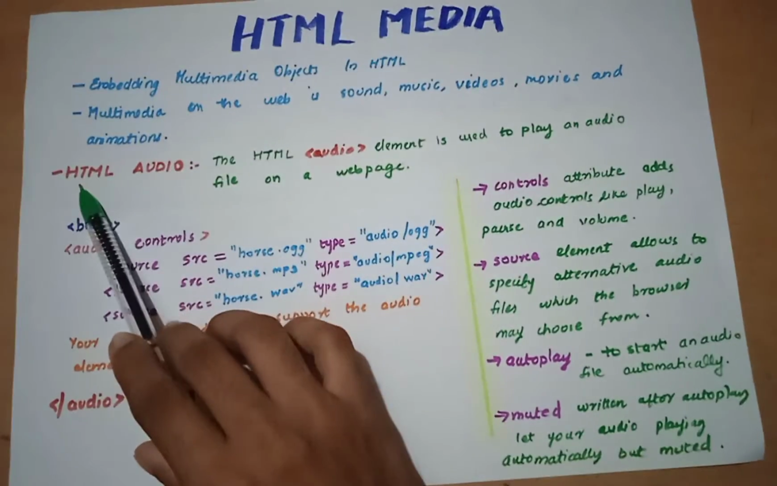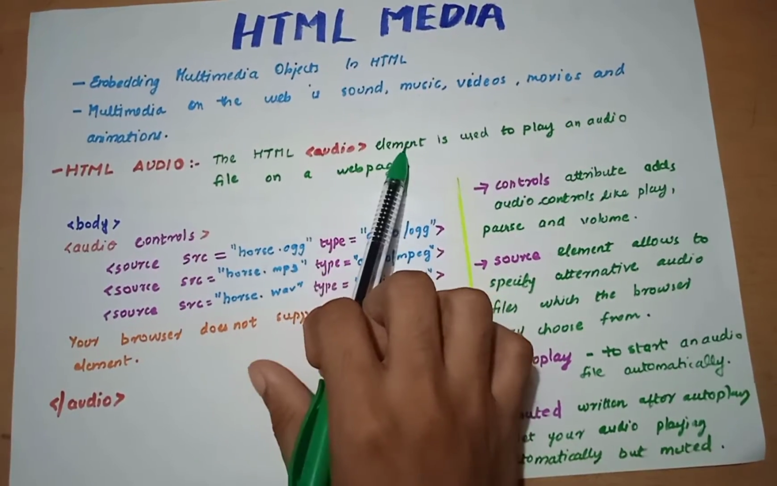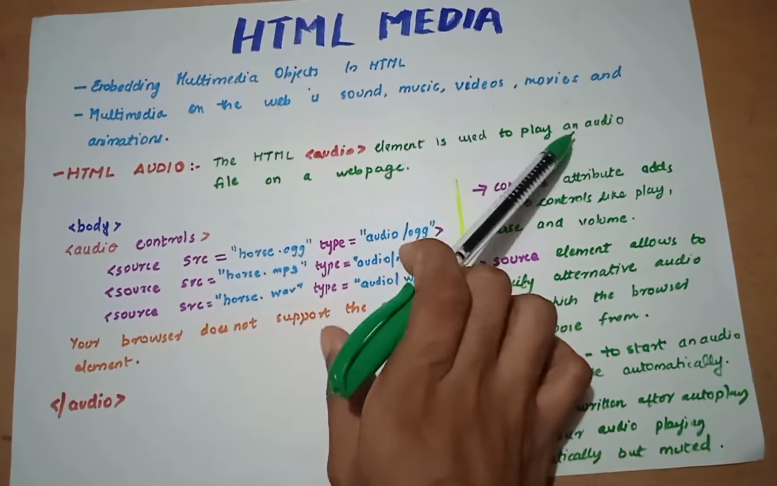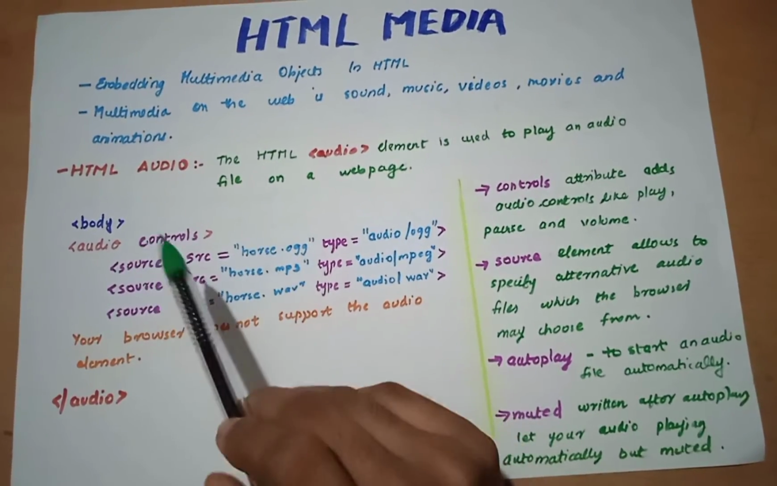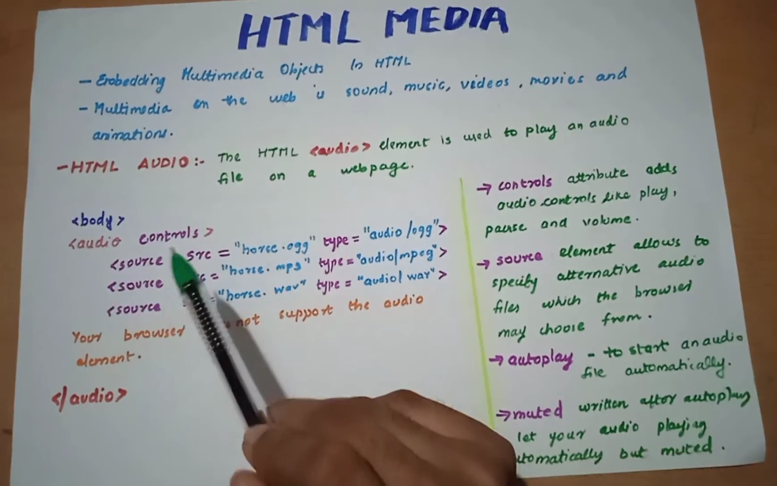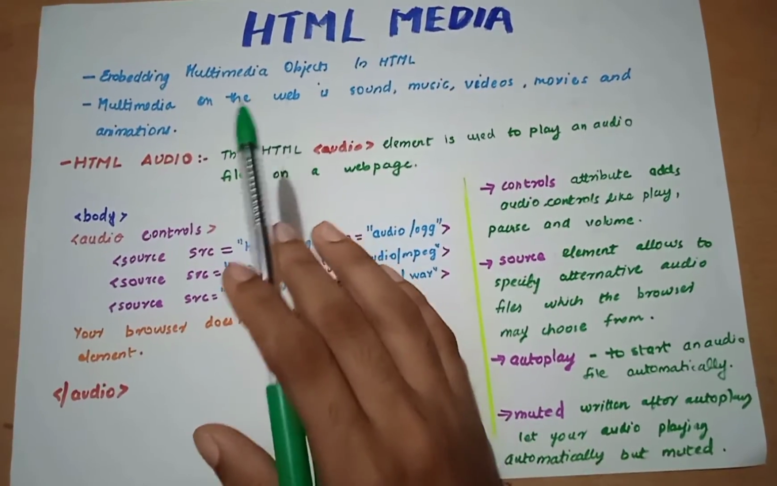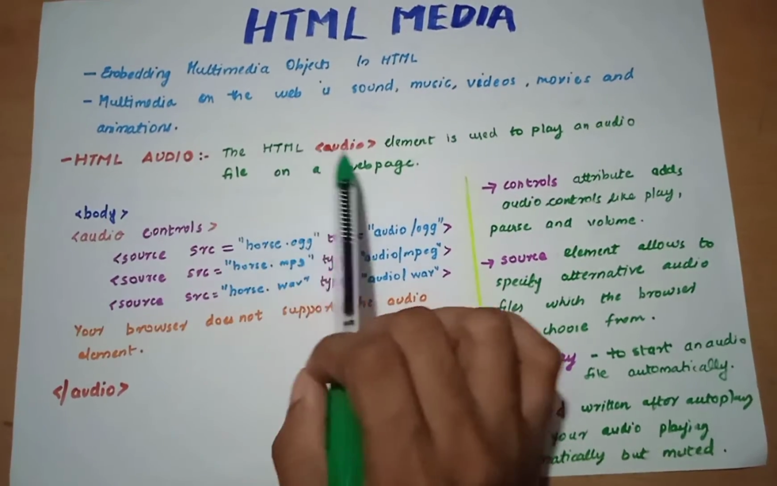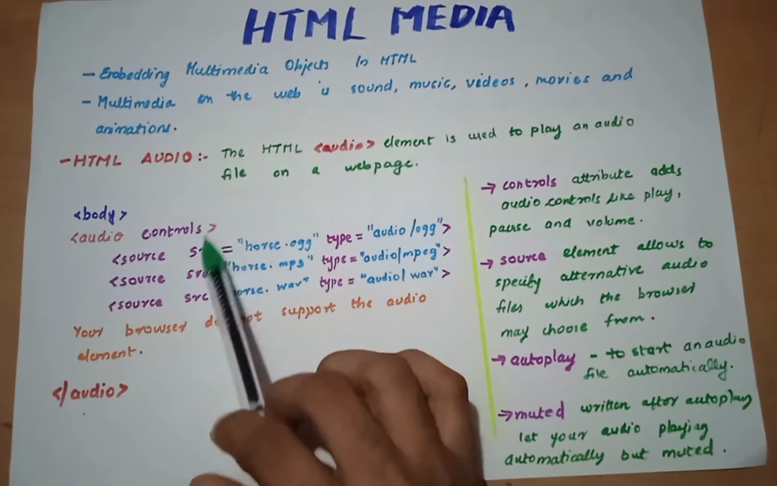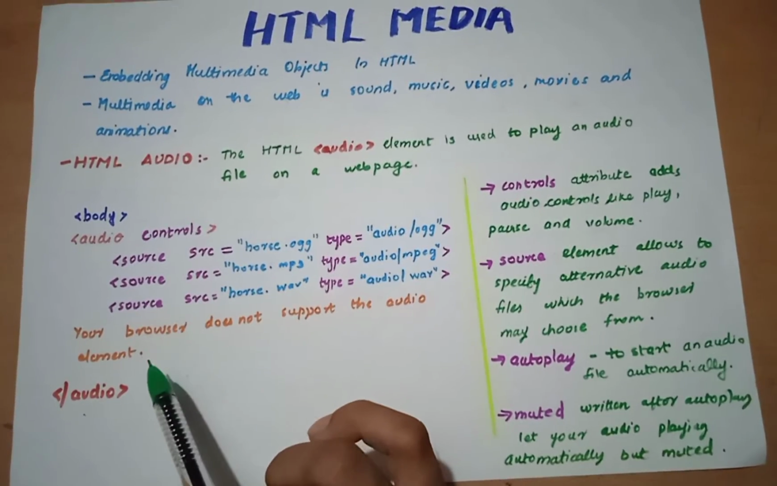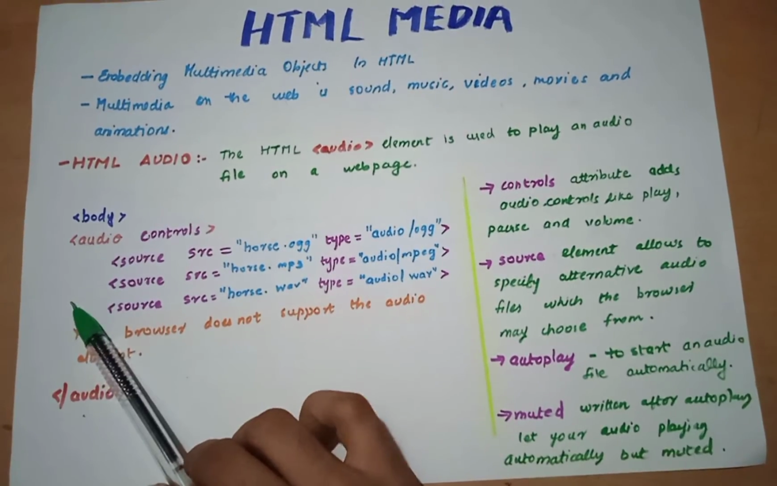So let's first see the HTML audio. The HTML audio element is used to play an audio file on a web page. Whenever we need to add an audio file into our web page, that can easily be done using this HTML audio element. For that we have used this code. This is a normal and simple method to embed an audio file into our HTML page.